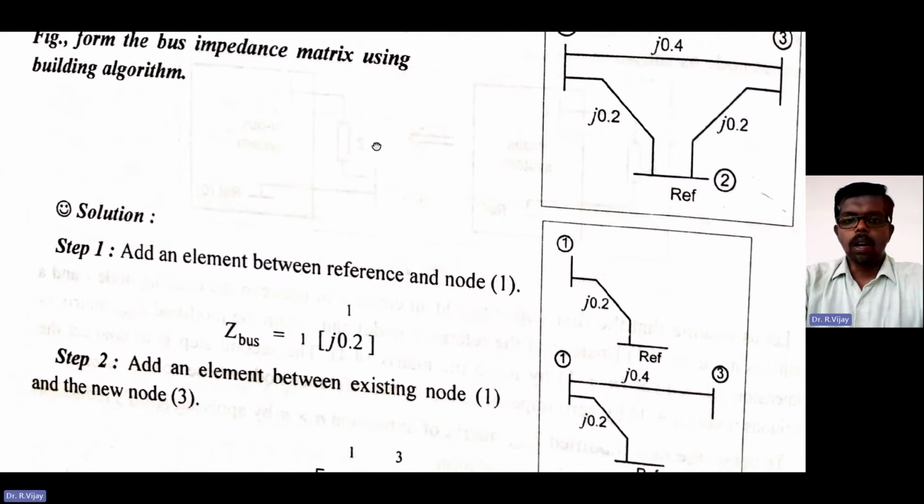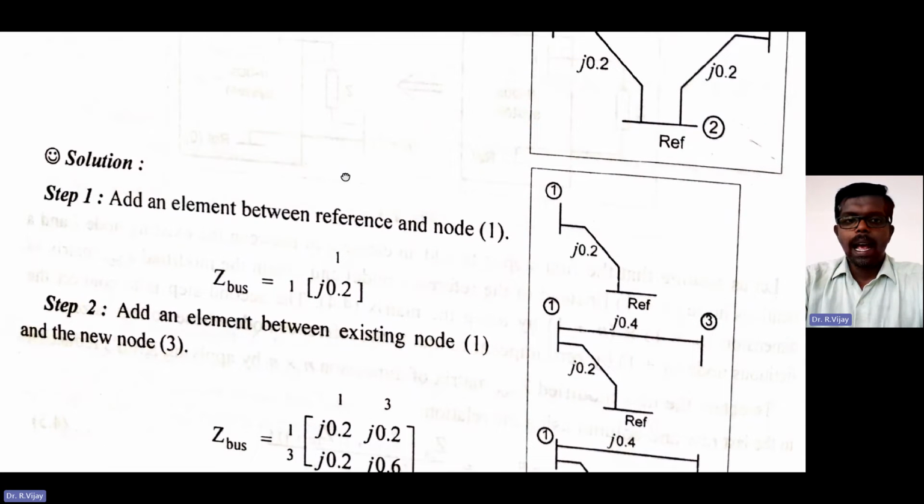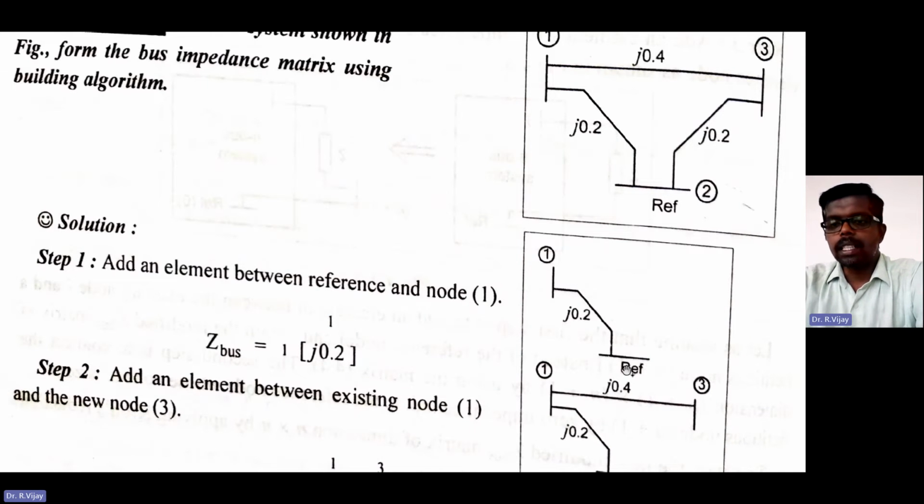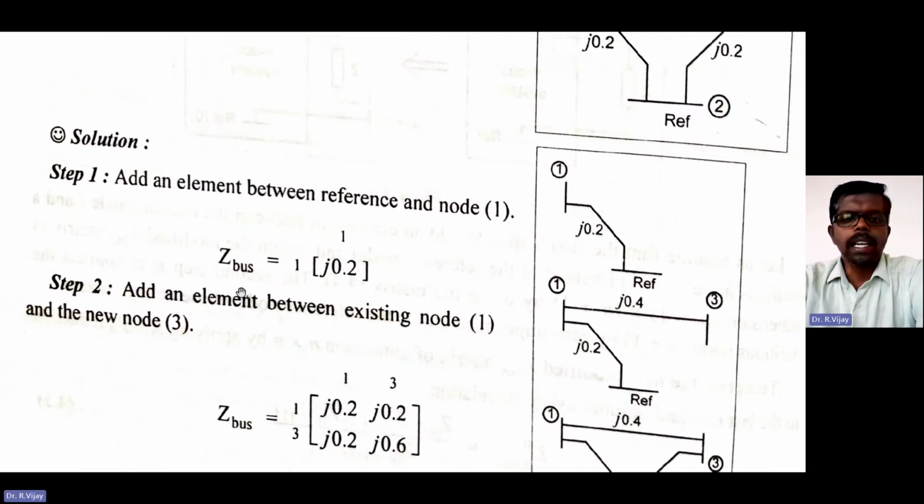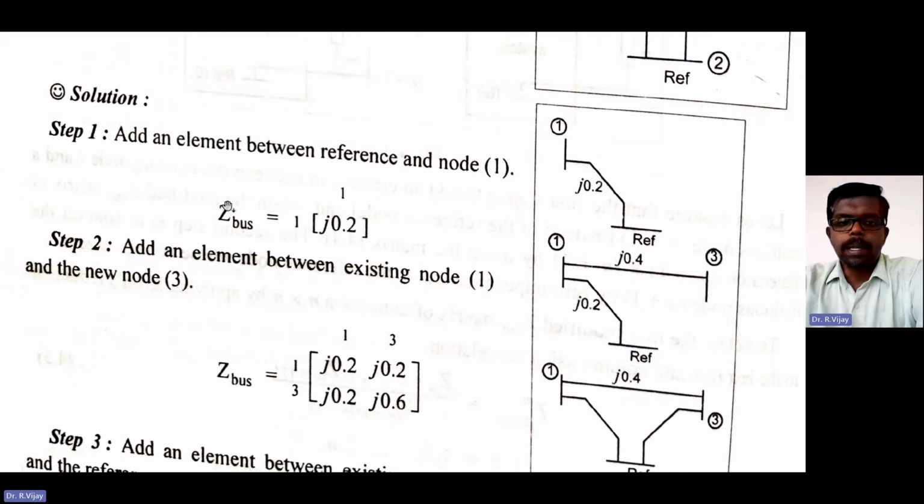Okay, so now what is solution step number one? Add an element between the reference and node one. Which reference have we taken? This is the reference. So between the reference and node one, we have to add the first element, that is j into 0.2. So correspondingly, we need to frame the Zbus matrix.